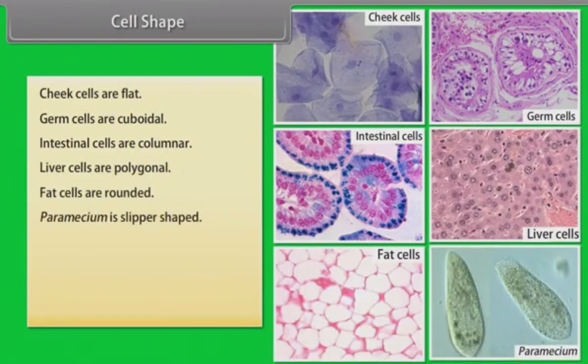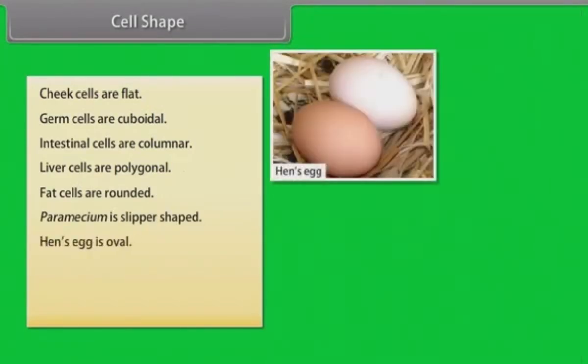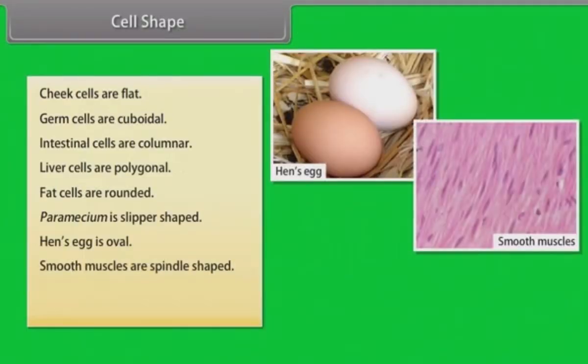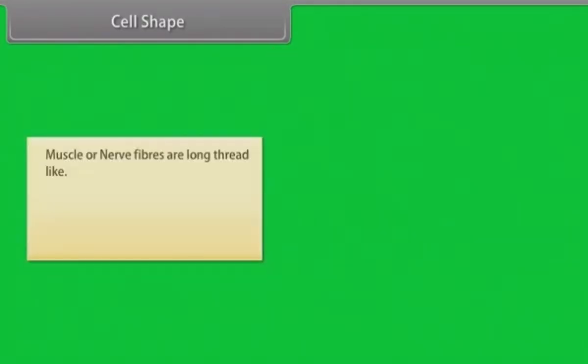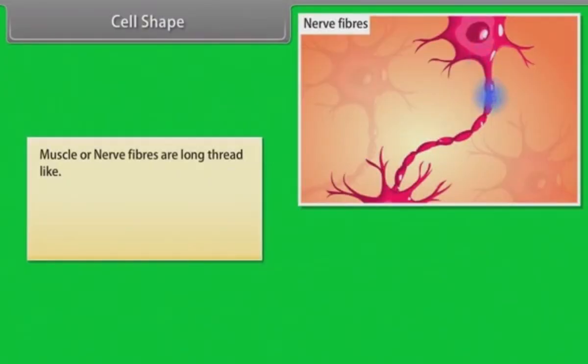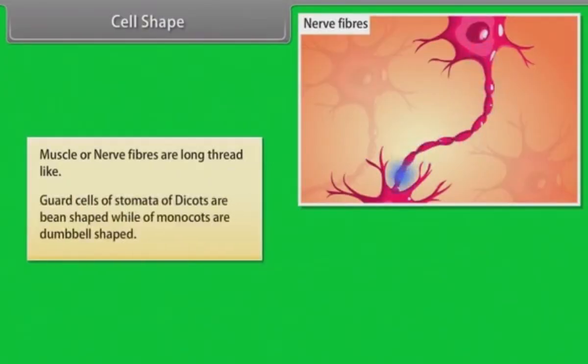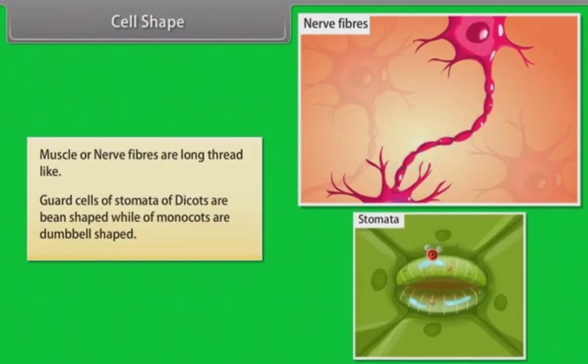Paramecium is slipper-shaped. Hence, egg is oval. Smooth muscles are spindle-shaped. Pigment cells, that is, chromatophores, are branched. Muscles or nerve fibers are long thread-like. Guard cells of stomata of dicots are bean-shaped, while of monocots are dumbbell-shaped.